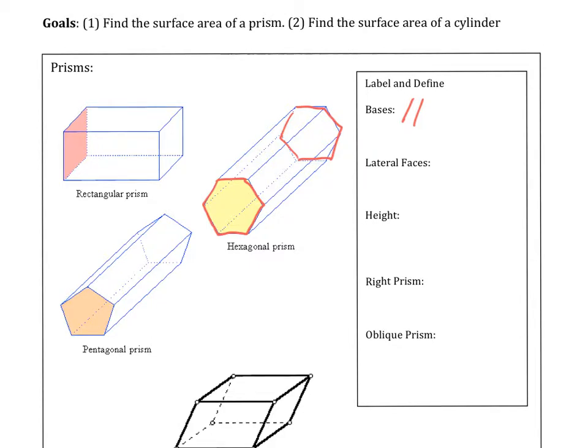So in certain prisms, what we call the lateral faces are the faces that connect the bases. They connect the bases. And those are oftentimes going to be rectangles.